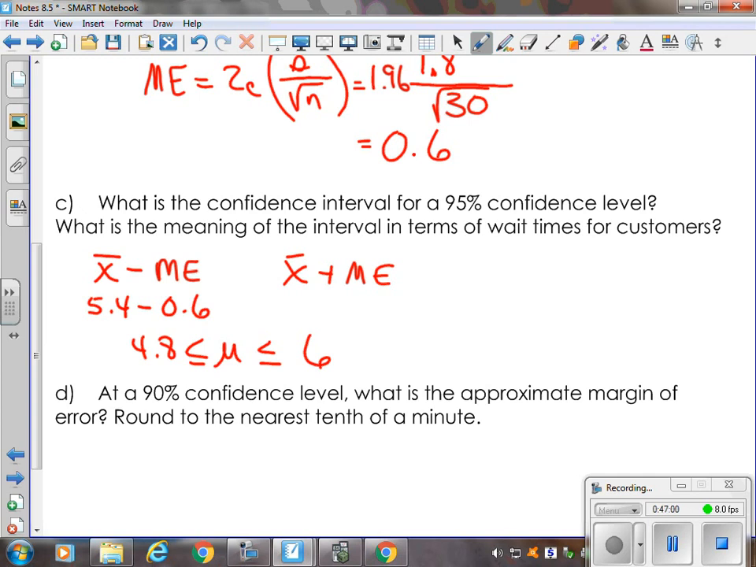Now, what is the meaning of the interval in terms of the wait times? So, the average wait time at the grocery store is between 4.8 and 6. Does that make sense? You go back to the word problem, pull a few extra words, and make a sentence out of that. So how about writing one sentence down today? This would be a good one to write: the average wait time at the grocery store is between 4.8 and 6 minutes.